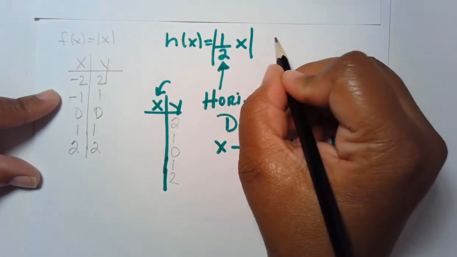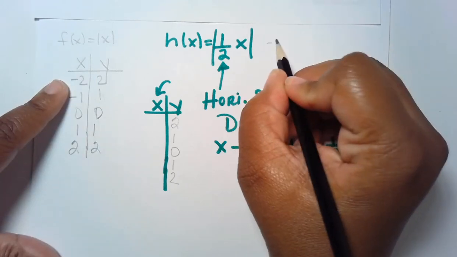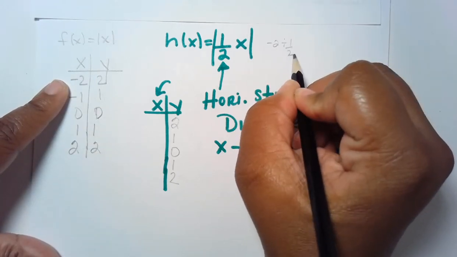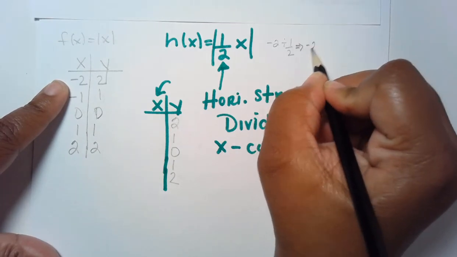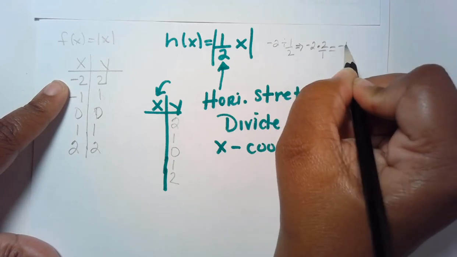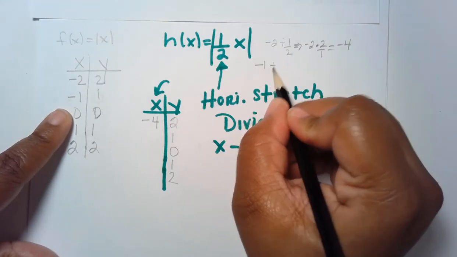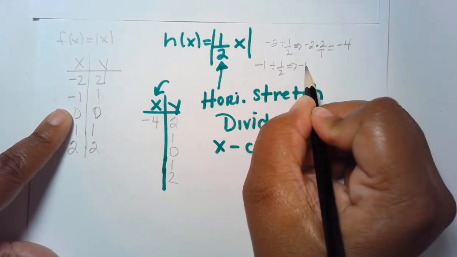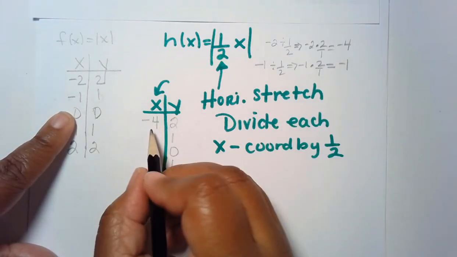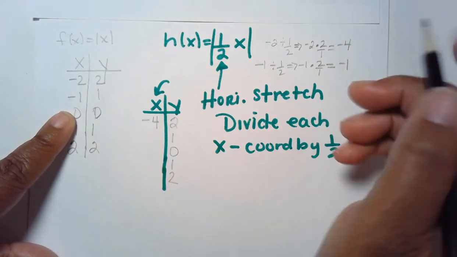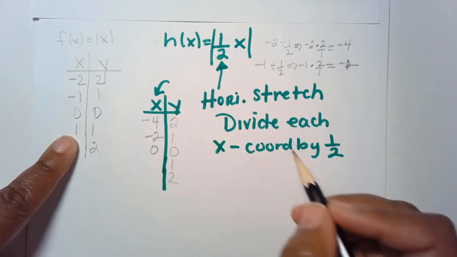To find the new set of points for x, we're taking -2 and dividing that by 1/2. And -2 divided by 1/2 changes to -2 times 2 over 1. That becomes -4. -1 divided by 1/2 is -1 times 2 over 1. That becomes -2. 0 is going to be 0.